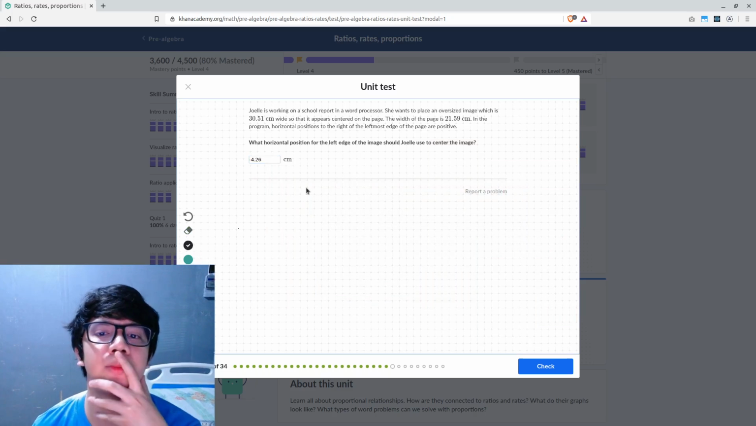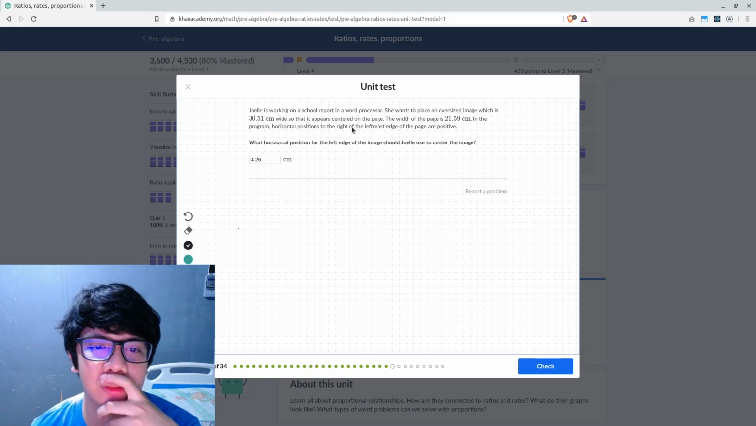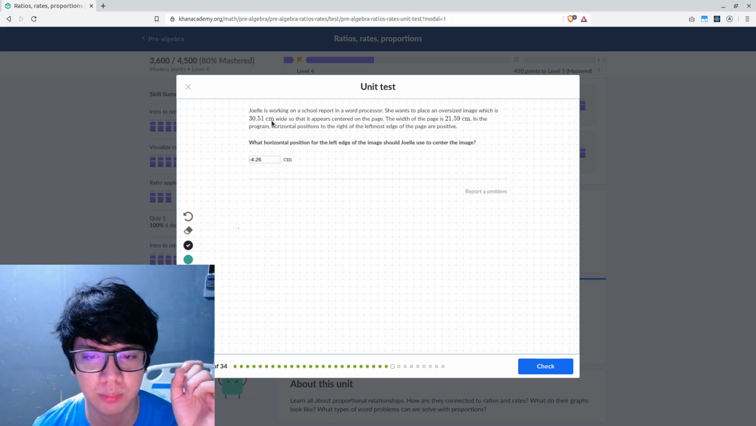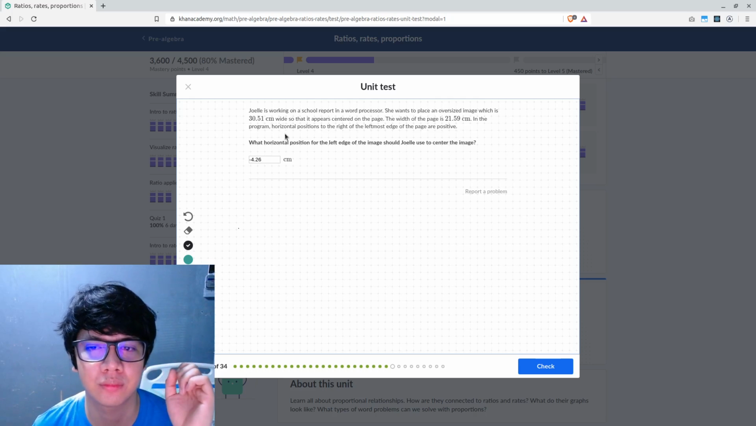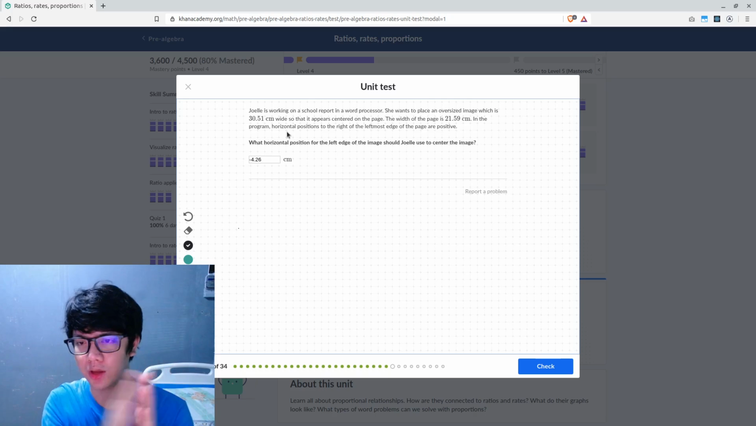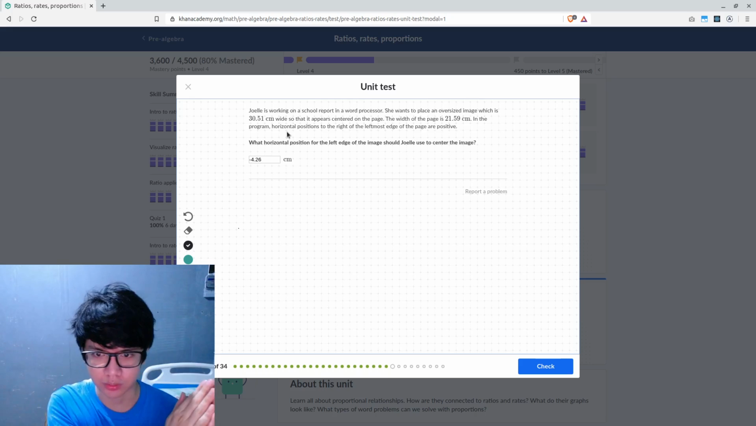Joe's working on a school report. She wants to place an oversized image. In the program, horizontal positions to the right of the leftmost edge are positive. So we're gonna go there and see the negative answer.